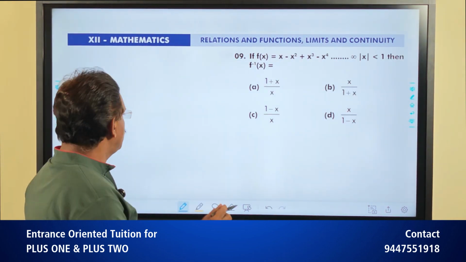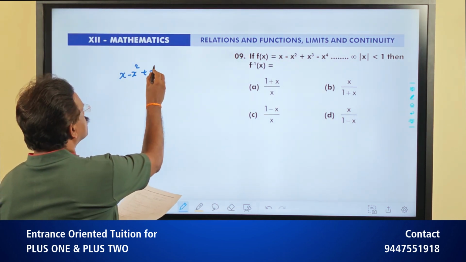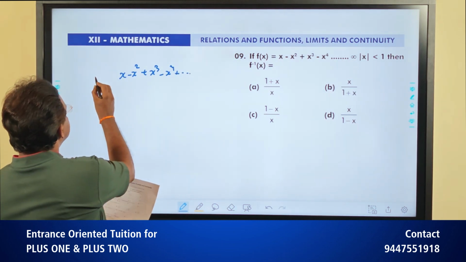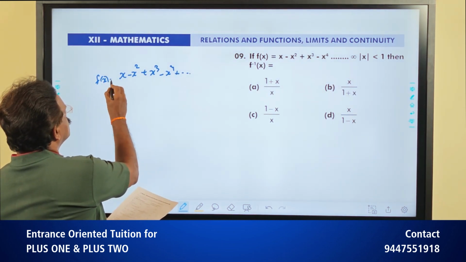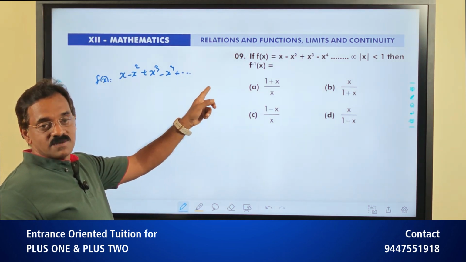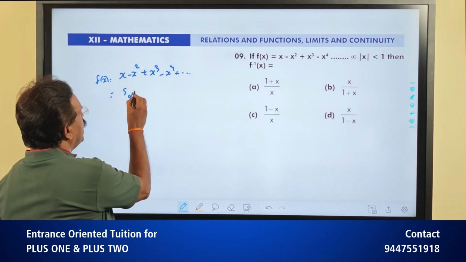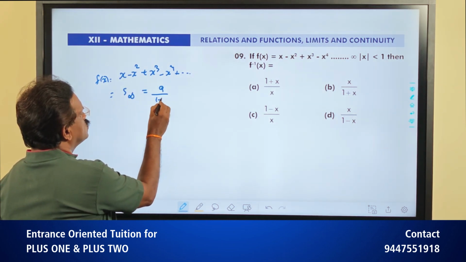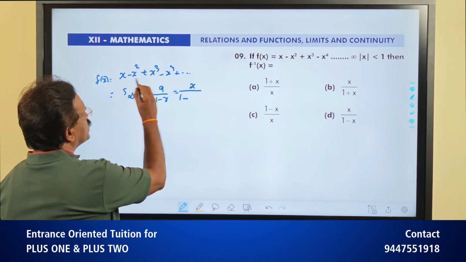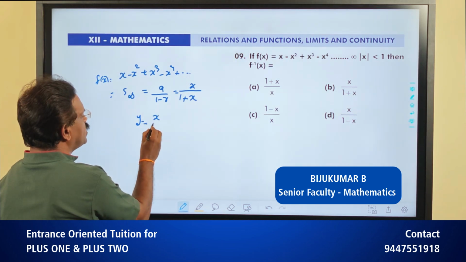Question number 9. It is x minus x square plus x cube minus x raised to 4. Am I right? Plus etc. This is f of x. So at first glance itself, we know that this is a geometric progression, whose sum up to infinity is given by a by 1 minus r. So a is x and 1 minus r is 1 plus x. So we have y equal to x by 1 plus x.